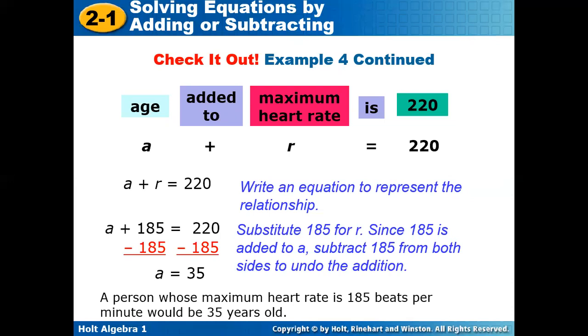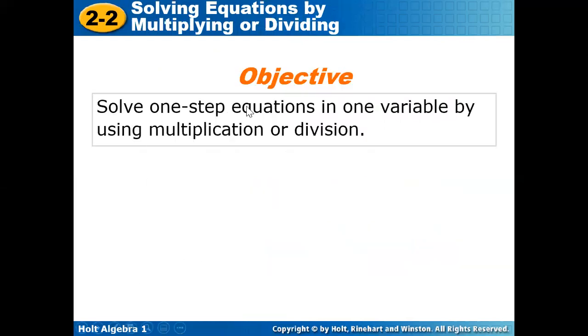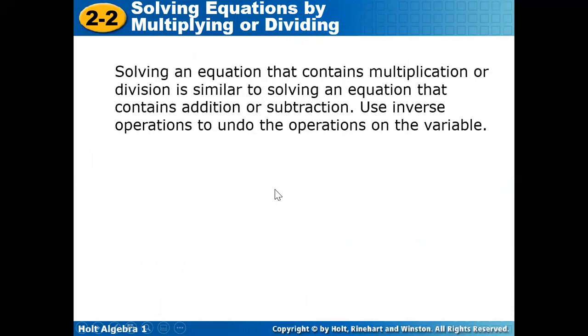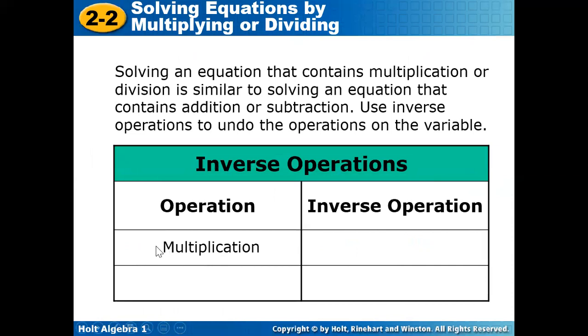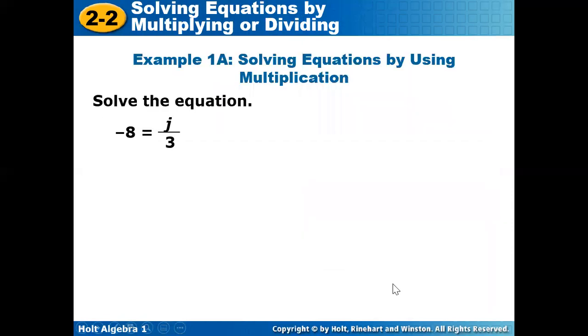So it's very similar to what we just did. Solving one-step equations with one variable using multiplication and division. You are doing the opposite operation. So if you are multiplying by the variable, the inverse of that is going to be division. And if you are dividing the variable by a number, then you are going to use multiplication to solve that equation, right? So here we have -8 equals j divided by 3.